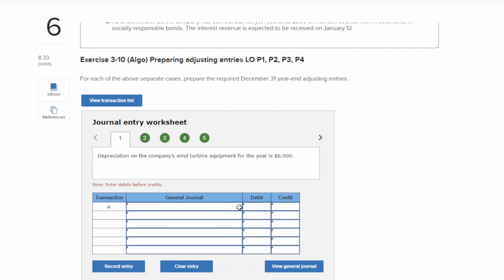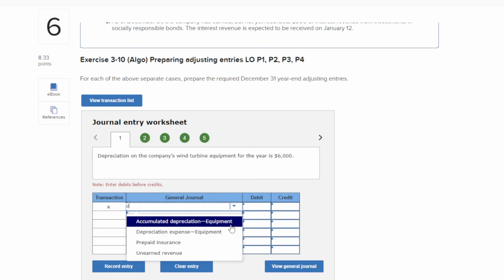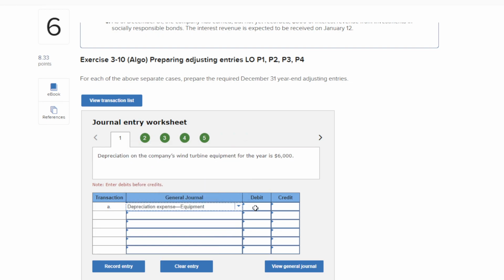So we want to start off with our debit and then do our credit. Expenses always have a normal debit, so we want to do our depreciation expense for the equipment first. So let's find that. There it is. So we're going to debit that 6,000.